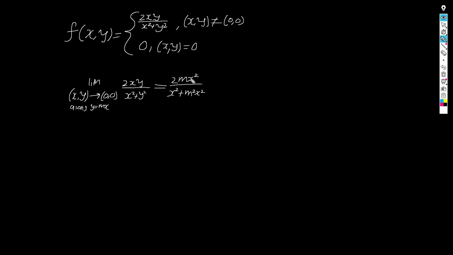Now we can factor out an x squared out of every term here to get 2m on 1 plus m squared. Notice that for any m that's different from another m, or any slope of the line that's different from another slope, this value changes. The limit changes if we change the slope as we're approaching the origin. So since two different paths give a different limit, this limit does not exist. So the limit doesn't even exist, so this function is not continuous at the origin.